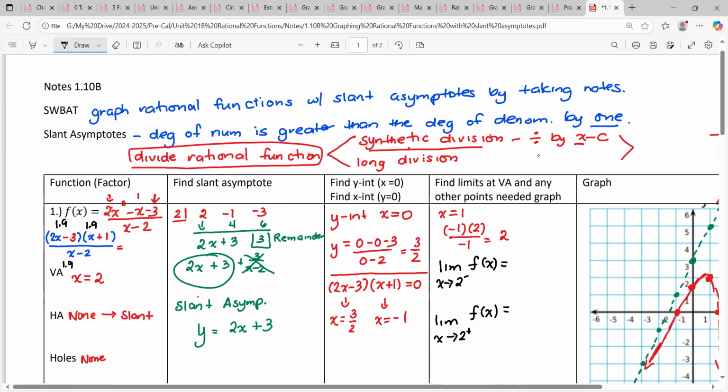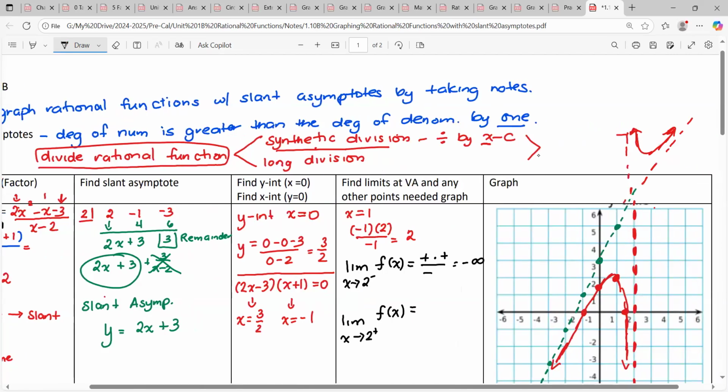So all we're looking for is the sign, right? So what is 2 times 1.9? 3.8 minus 3. What am I going to get there? Positive, right? 1.9 plus 1 is going to be what? Positive. And 1.9 minus 2 is going to be what? Negative. So what is that answer supposed to be? Negative, so it's going towards what? -infinity.